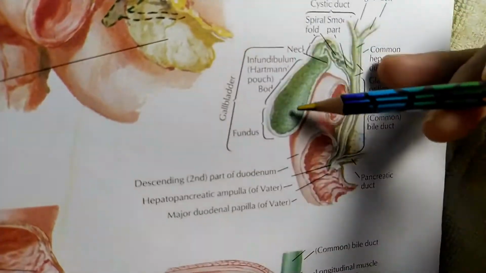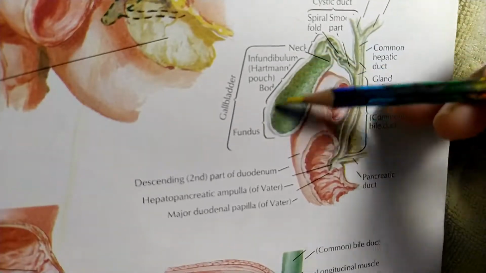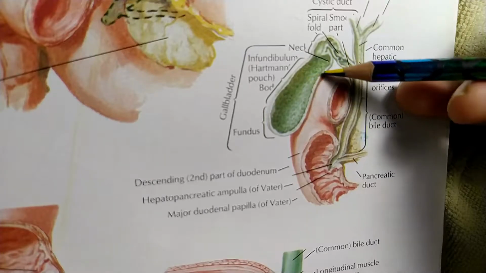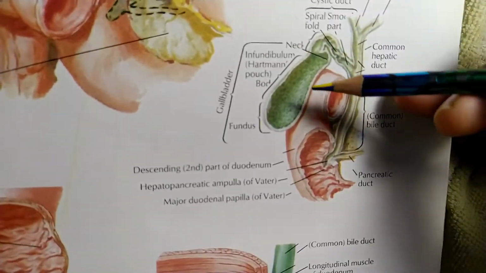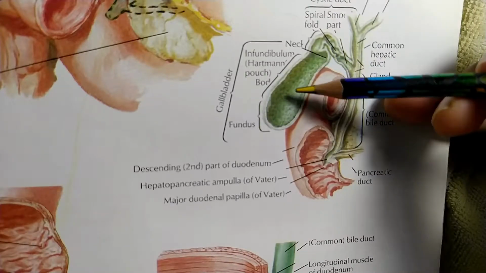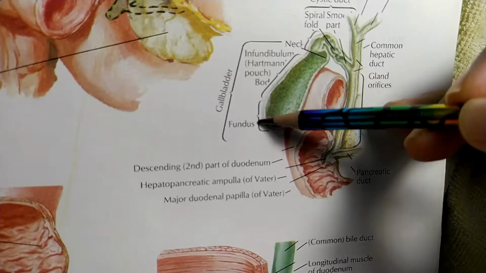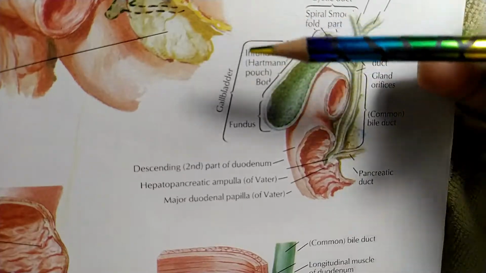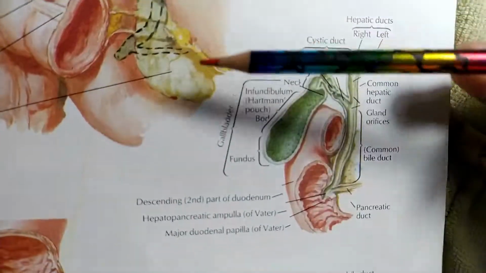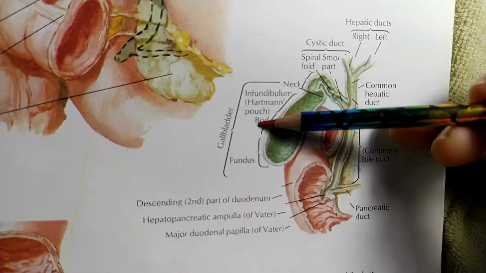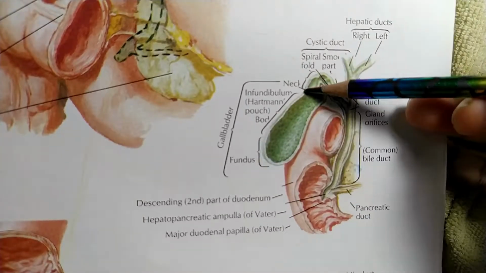So let's see, this is the gallbladder in cross section. You can see the pear-shaped organ, about 7 to 10 centimeters long, with a breadth of about 3 centimeters and a capacity of 30 to 50 ml. So 30 to 50 ml of bile is stored in the gallbladder. What are the parts? From upward to backward, you will say fundus, body and neck.